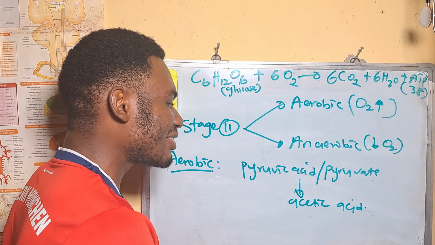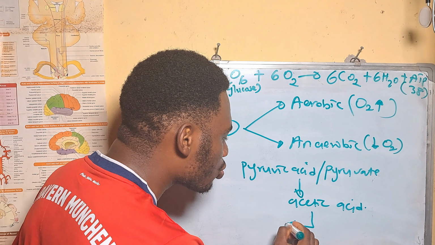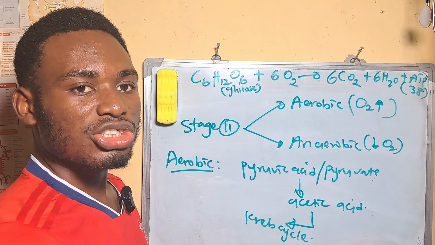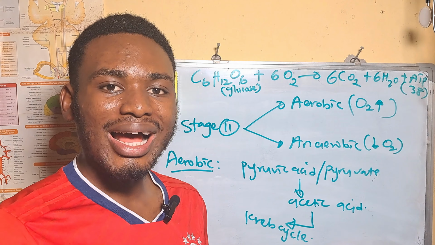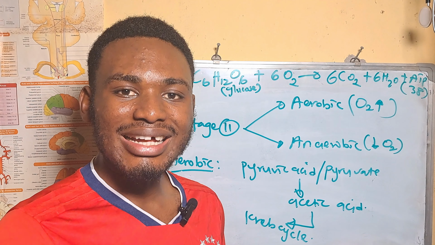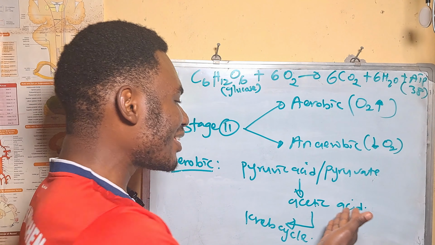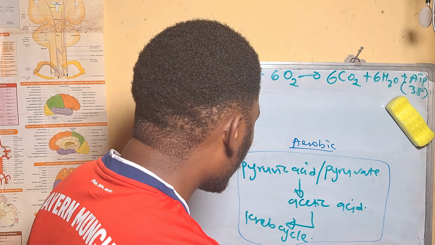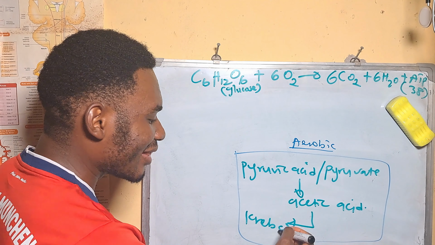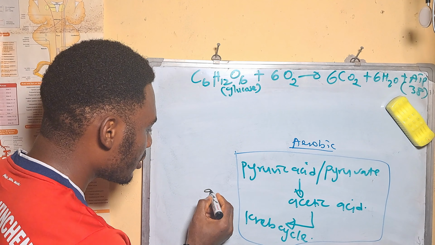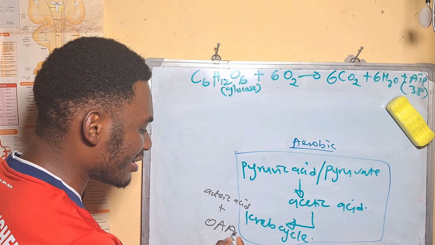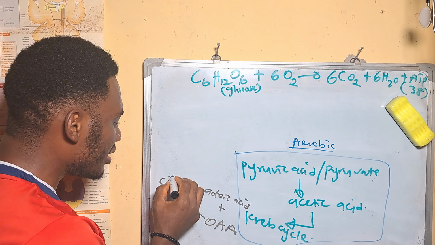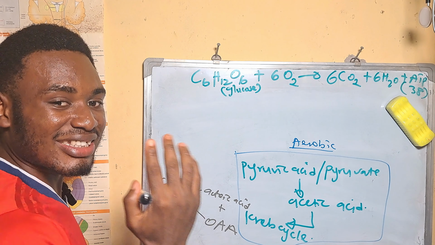So once you now have acetic acid, it is going to enter the Krebs cycle. In the Krebs cycle, acetic acid is going to combine with oxaloacetate, oxaloacetic acid. The acetic acid will react with oxaloacetic acid to form citrate, which is a 6-carbon molecule.